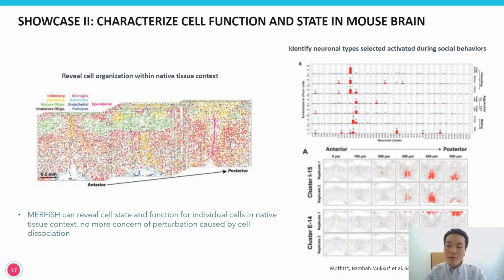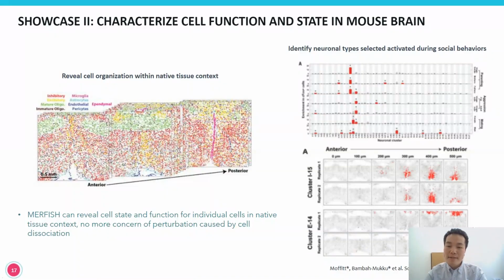Furthermore, since MERFISH could be readily used to profile different cell types and states, by measuring the gene expression of an early immediate gene called c-Fos, in this study, MERFISH was able to identify which neuronal types are specifically activated during individual behaviors, such as mating, parenting, and aggression. As you can see in the bar chart on the top for aggression, there are certain neuronal clusters that are expressing c-Fos much higher than the others upon initiating those social behaviors.